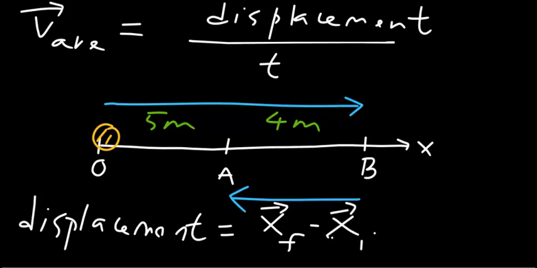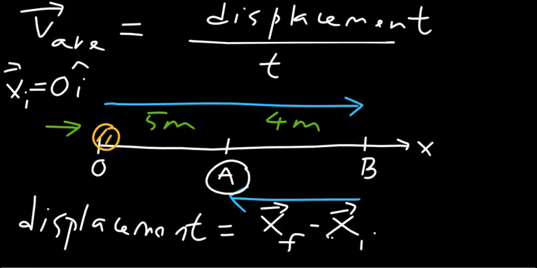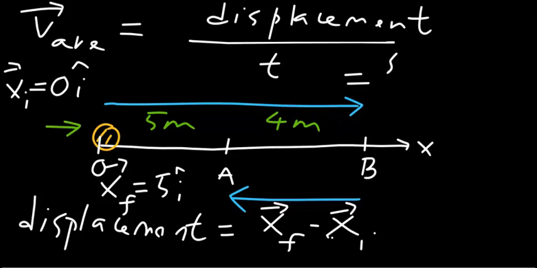We note the object starts from 0, so that means the initial position vector of this object is 0 i hat meter. The object stops there after completing the journey. So the position vector of point A is the final position vector of this object. So in this case, it is 5 i hat meter, positive i hat because point A is to the right of the origin. So substituting this information, the displacement is 5 i hat minus 0 i hat.